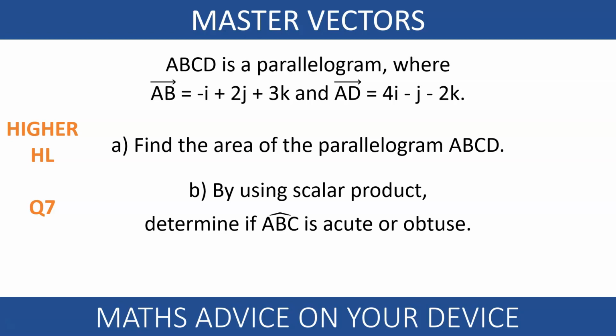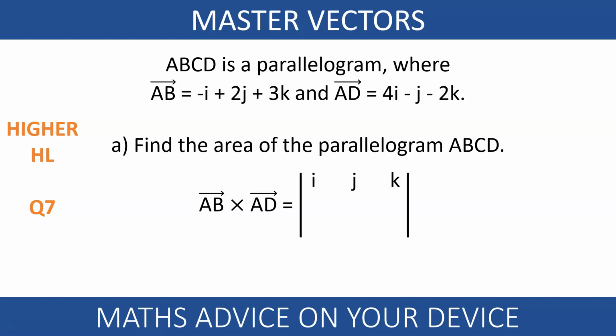And we need to find the area of the parallelogram ABCD, and we need to use the scalar product to determine whether the angle ABC is acute or obtuse. The area of the parallelogram can be found calculating the vector product between AB and AD and finding its modulus.